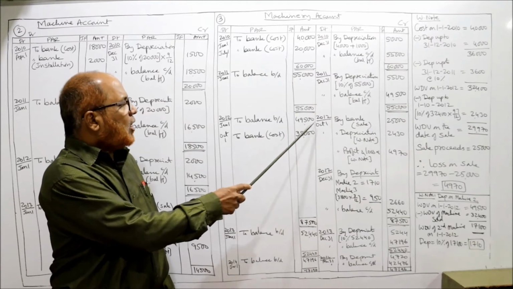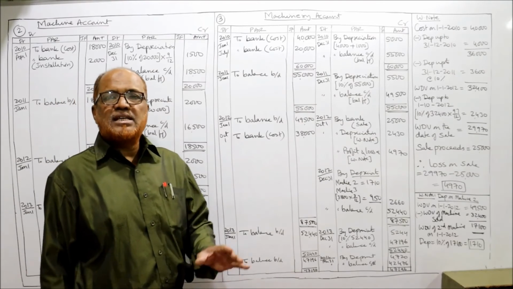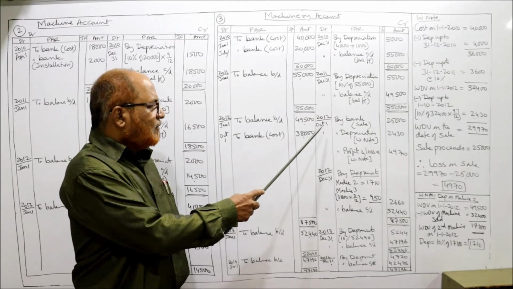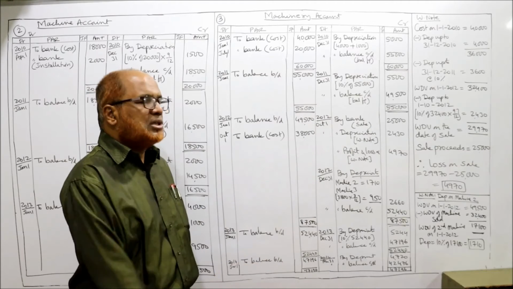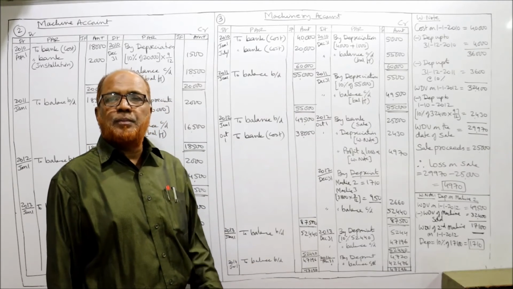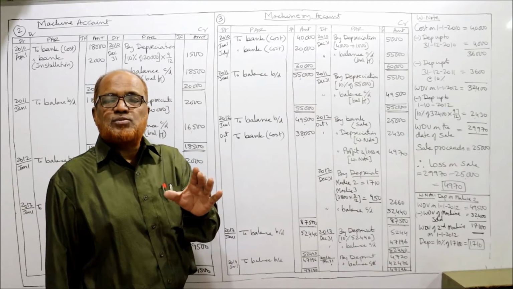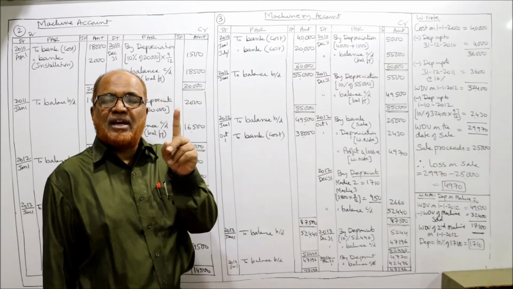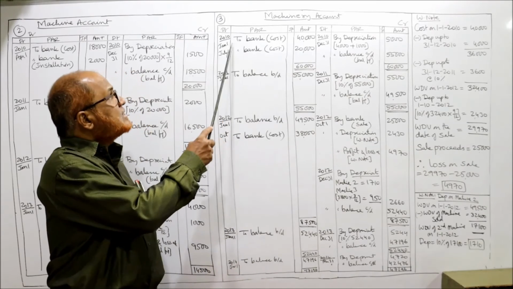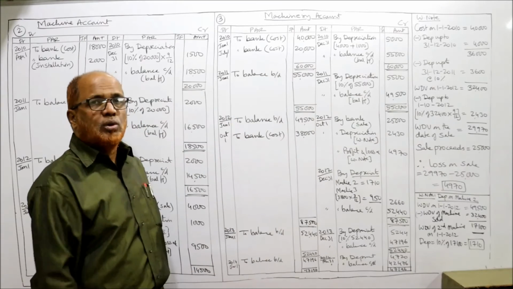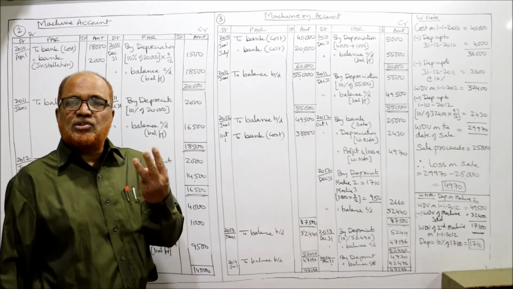49,500. Now October 2012, there is a sale. One machine was sold on 1st October 2012 for rupees 25,000. Which machine was sold? The machine which was purchased on 1st January 2010, first machine, 40,000. This machine was sold. Whenever a machine is sold, 3 entries.